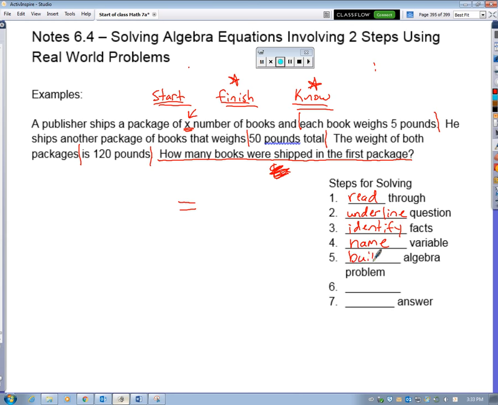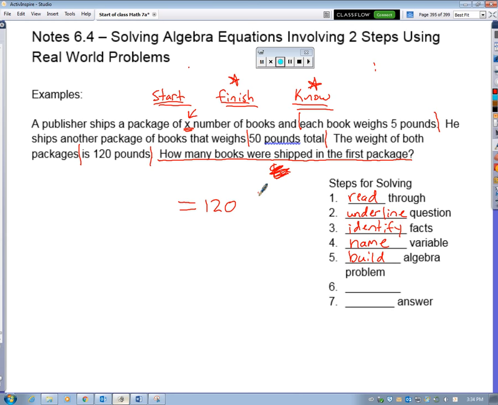Now we're going to build our algebra problem. This is where we need a number on the end of the equal sign, which is going to be our number we're trying to target, trying to get to. In this case, it's going to be our finish number, because we know that the weight of both packages is 120 pounds. So this is what we are trying to get to, 120 pounds. We're going to build our algebra equation so that it will equal 120 pounds.